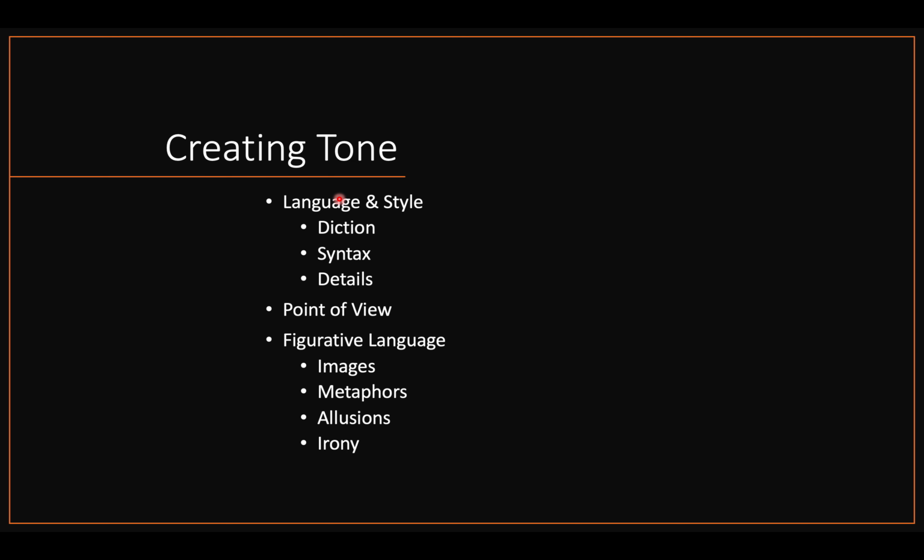Now, how exactly is tone created in a text? There are three specific categories: language and style, point of view, and figurative language. For language and style, we'll talk about diction, syntax, and details. For point of view is where it's coming from, right?